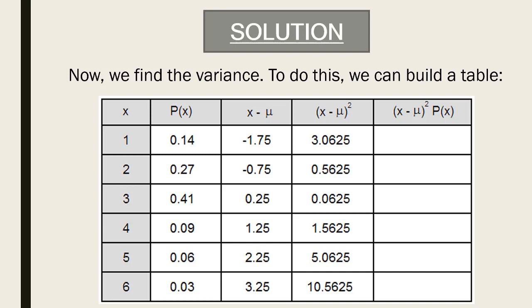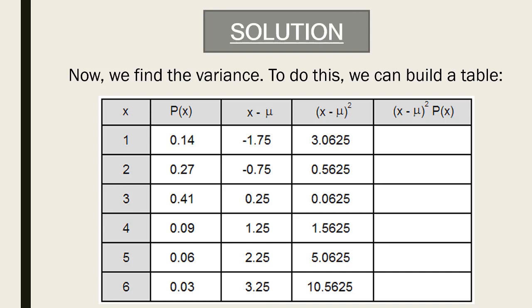Remember, when you're squaring your deviations, those answers should all be positive. We never get negatives when we square negatives. So now we have our last column. The last column is for multiplying the column that we just did by the probability for that particular value of the random variable. So in this last column, I'm going to take the 0.14 times 3.0625.